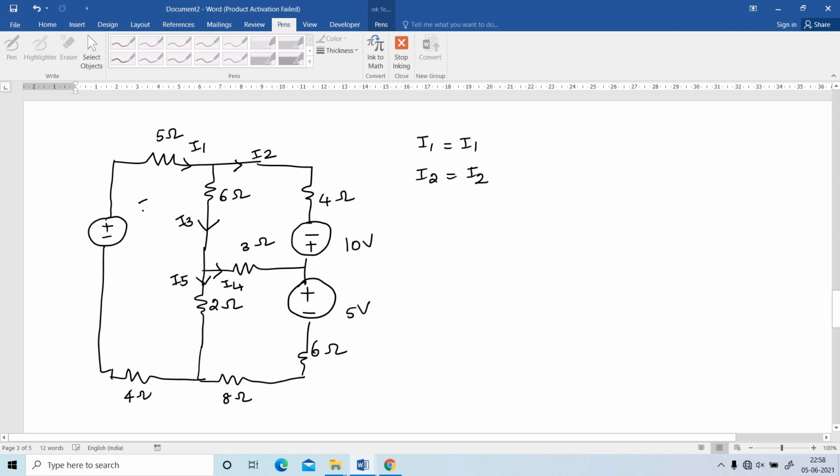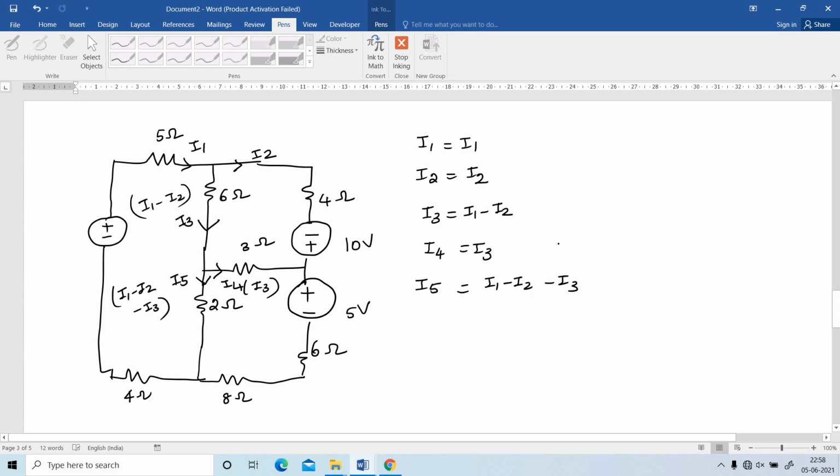But we have assumed the current I1 equal to I1, I2 equal to I2. But the I3 current is I1 minus I2. We have assumed like this: I3 equal to I1 minus I2. I4 equal to I3. And I5 equal to I1 minus I2 minus I3.